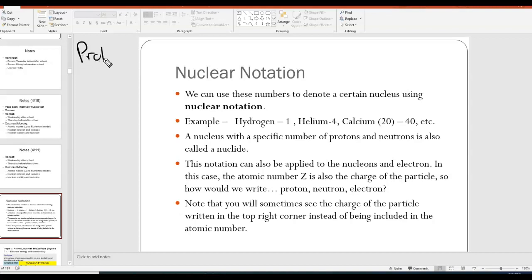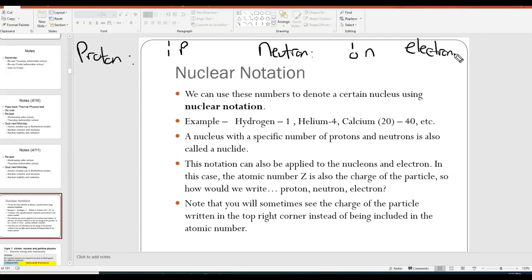The proton in nuclear notation looks like this: lowercase p for proton, and then 1, 1. The neutron in nuclear notation is 1, 0, lowercase n. The reason is because, remember, a neutron has a mass number of 1 because it is a nucleon, but it has an atomic number of 0 because a neutron is not a proton.